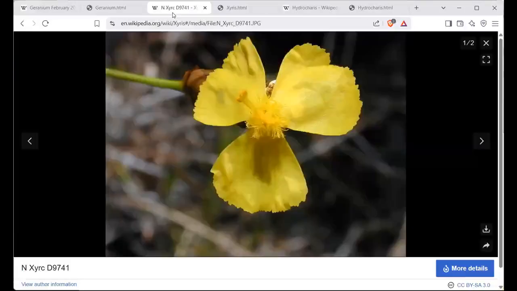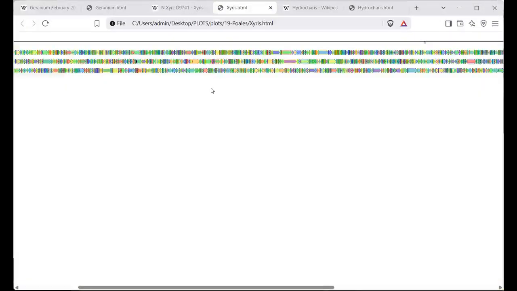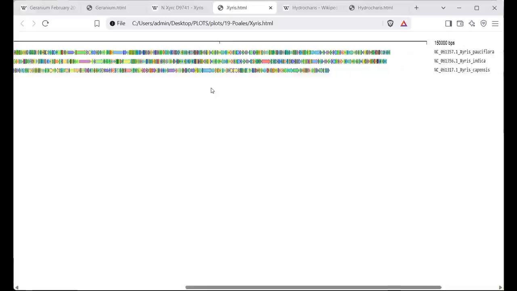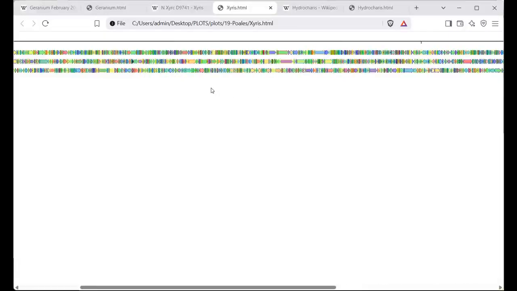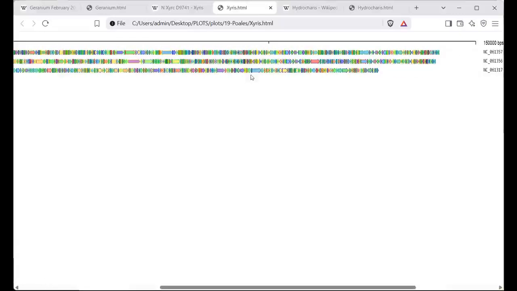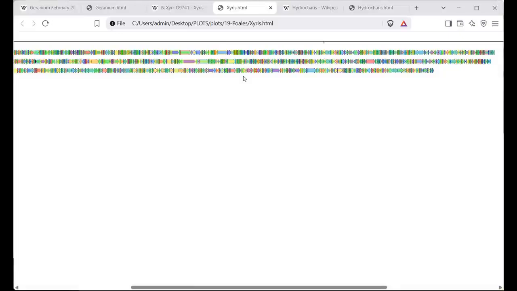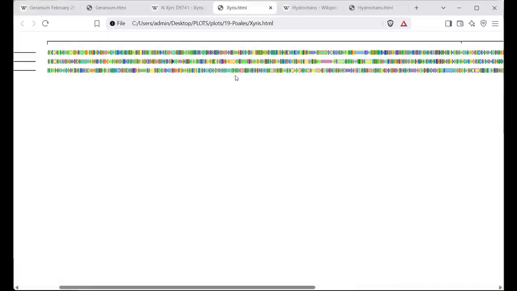Another one is this Zyris. It's a grass flower. Here is the PGR-TK plot, and you can see that it's completely fragmented, and you don't see the inverted repeats. We cannot find the inverted repeats from these plots. So what does a higher level of fragmentation mean? That means the sequences are quite divergent from each other. Here is the third one.